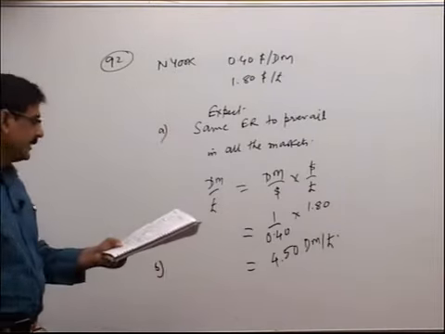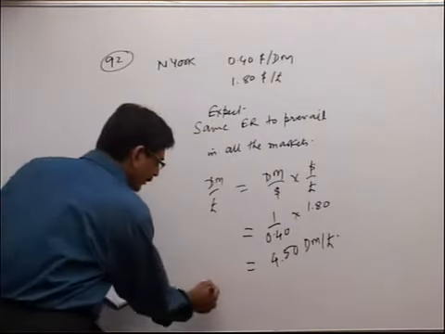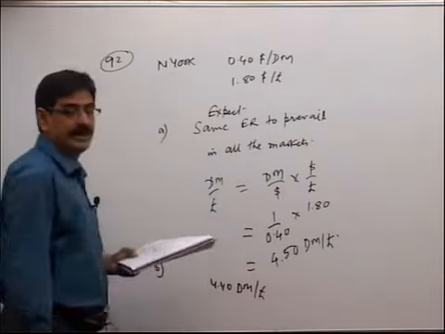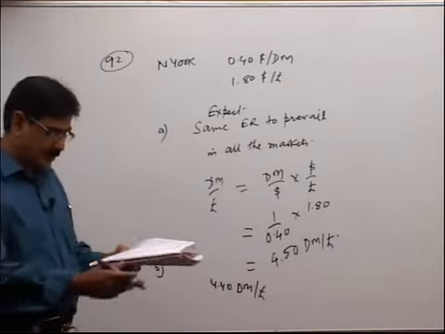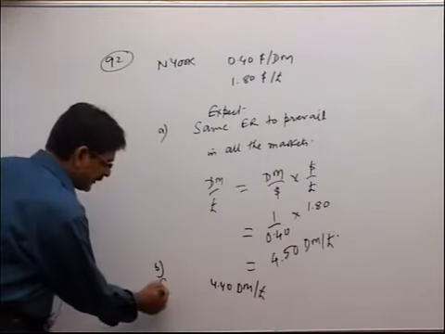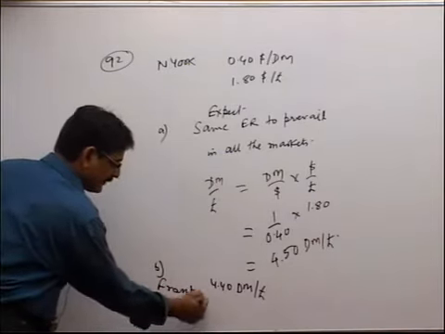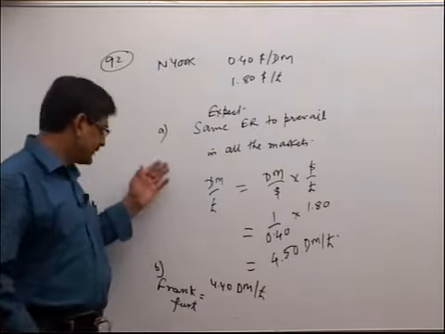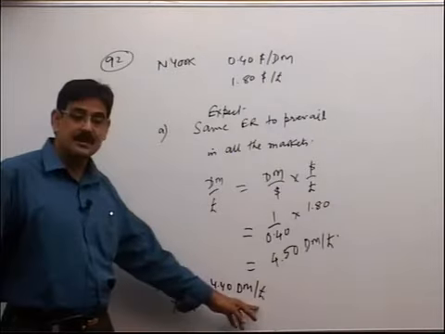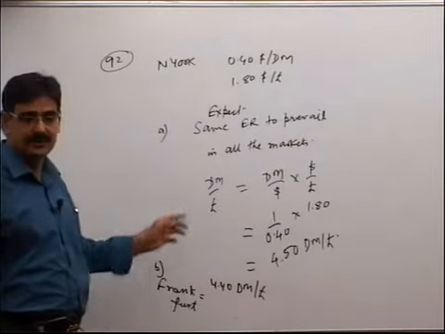In part B, Frankfurt. Frankfurt is in Germany. In Germany, the pound is quoted at 4.40 DM per pound. So what did you do to profit from the situation? How will you make profit? This rate is for Frankfurt. This rate is for New York. So answer will be simply purchase pound from Frankfurt and sell it in New York.